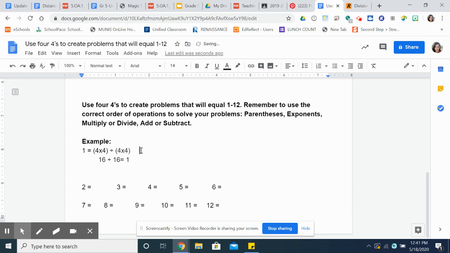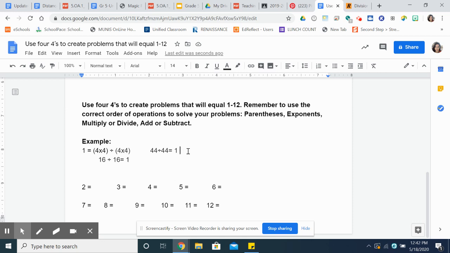I'll show you another one that you can also do for the number 1. I could also do 44. Remember, I'm sticking to 4s. And you could divide that by 44 to get 1 as well. So that's 2 different ways you can do it. One's a little bit more complicated with the parentheses. One's a little bit easier, just simple division.